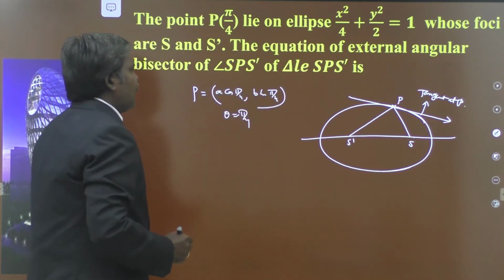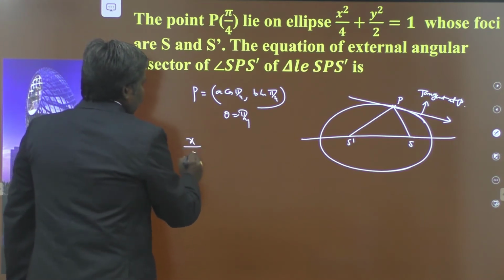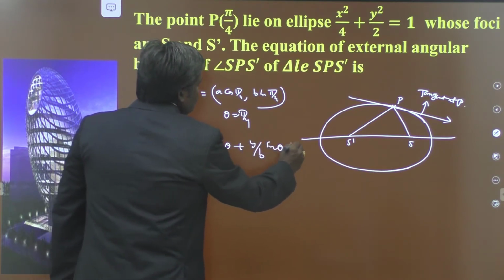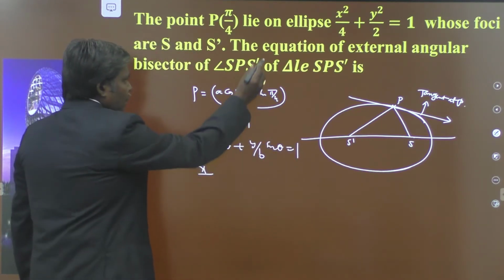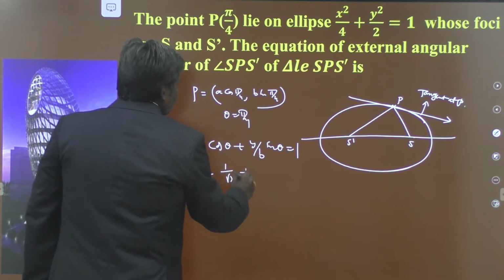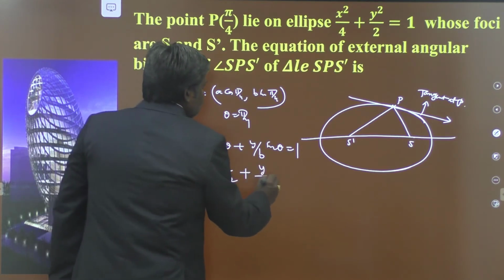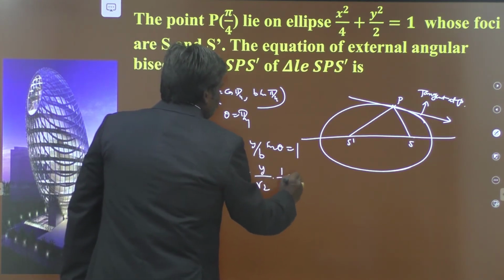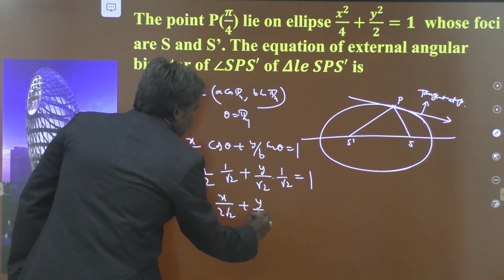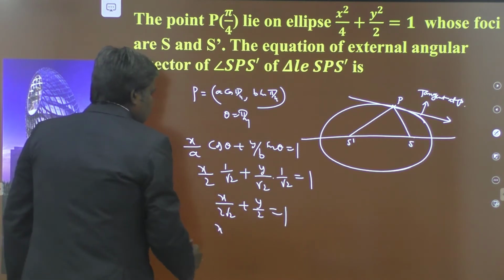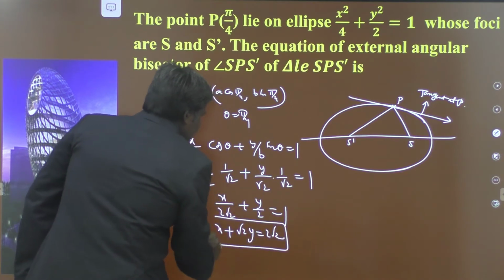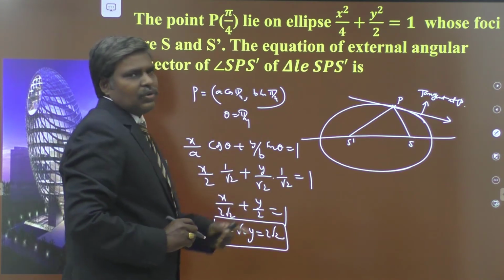What is the equation of the tangent at theta? All of you know that well-familiar formula: x by a cos theta plus y by b sin theta is equal to 1. x by a is x by 2 here, cos pi by 4, that is nothing but 1 by root 2, plus y by b, b means root 2 here, into 1 by root 2 is equal to 1. So your answer is x by 2 root 2 plus y by 2 is equal to 1. That means x plus root 2 y is equal to 2 root 2. This is the tangent at P of theta equal to pi by 4.